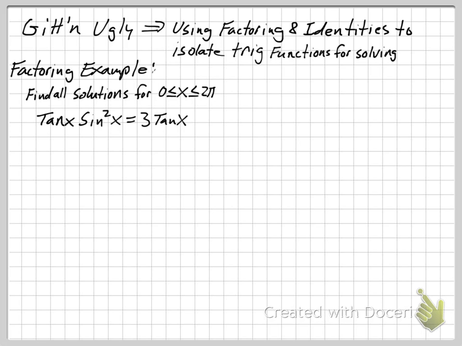The idea here is we're going to have to use our identities. When I say use our identities, I mean use all of our identities. Not just Pythagorean, but you're going to see some double angle in here, and you're going to see difference formulas and stuff like that. Those are still identities that we can use to simplify this equation. All right, so the first thing we got to do, let's look at this example. We have to get everything in terms of either tangent or in terms of sine.